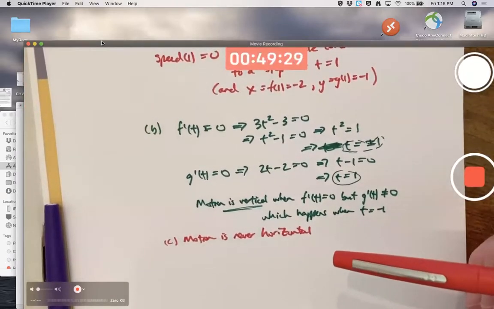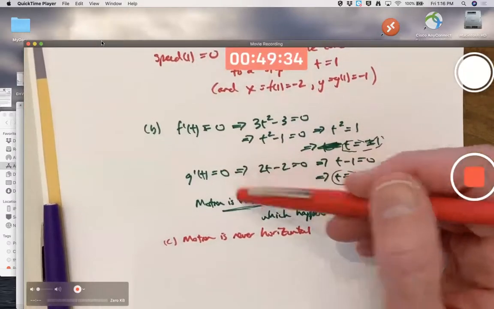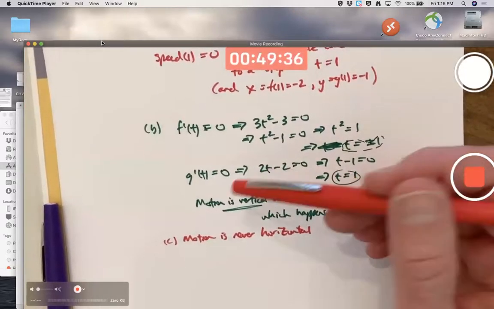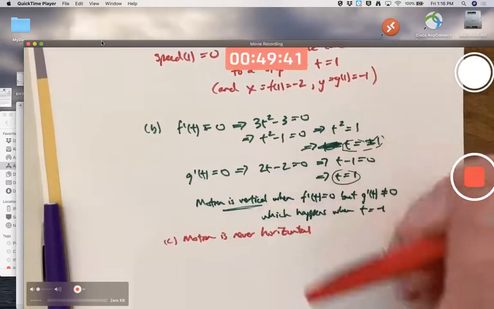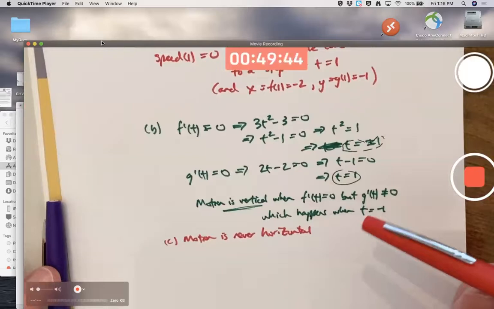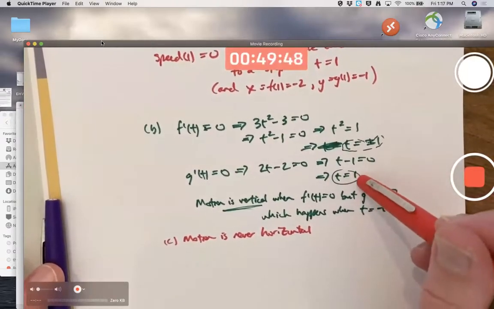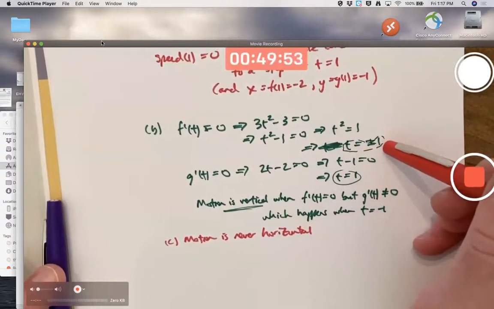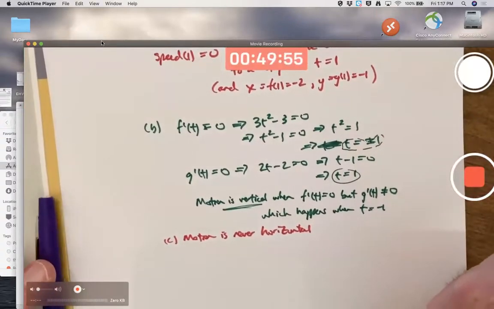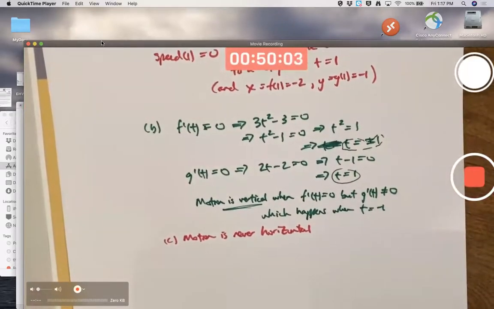These parametric curves are going to describe motion that's vertical, for example, when f prime is 0 but g prime is not, and horizontal where g prime is 0 but f prime is not. Motion's never horizontal since there's no spot where g prime is 0 and f prime is not. G prime is only 0 at t equals 1, but f prime is already 0 there because it's 0 at plus or minus 1. So kind of tricky, but if you draw the graphs and think about the algebra in terms of those graphs and what we saw, then it makes sense.